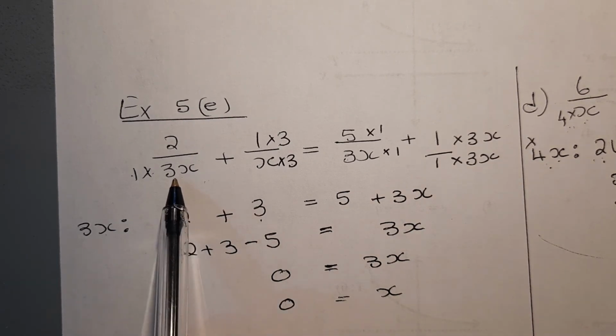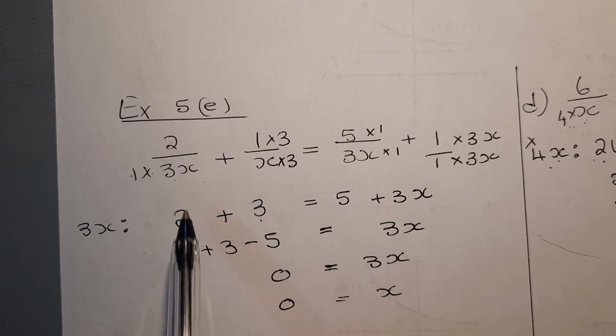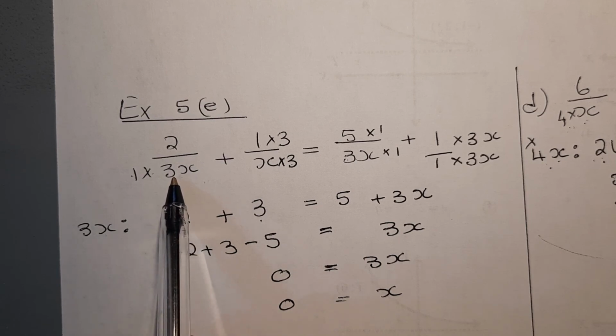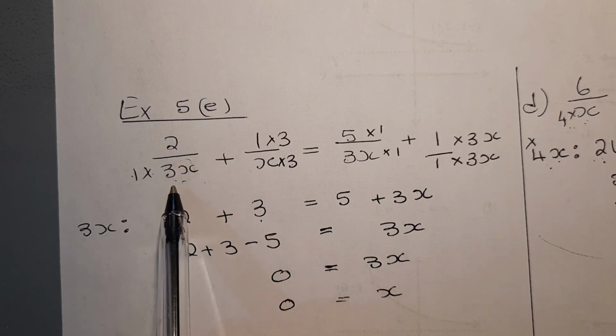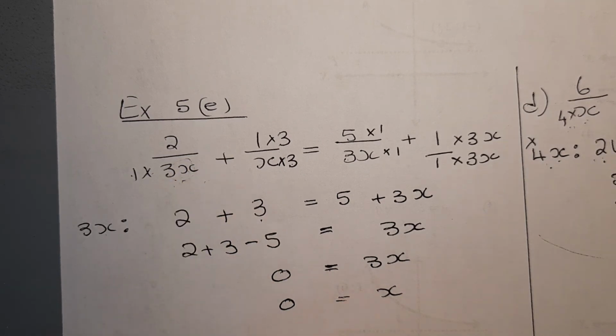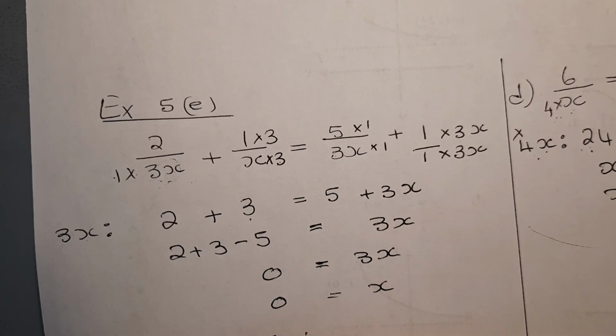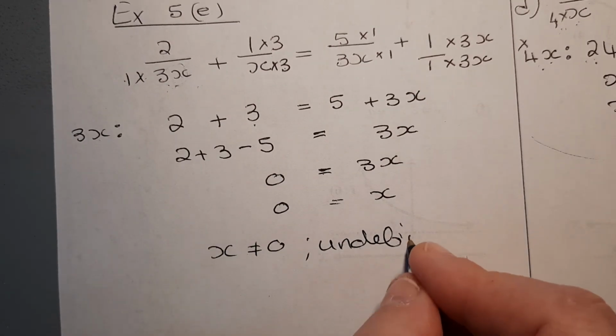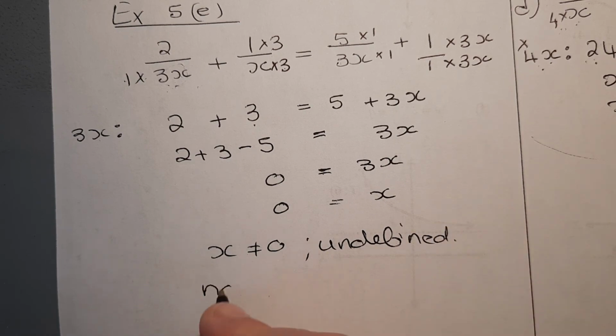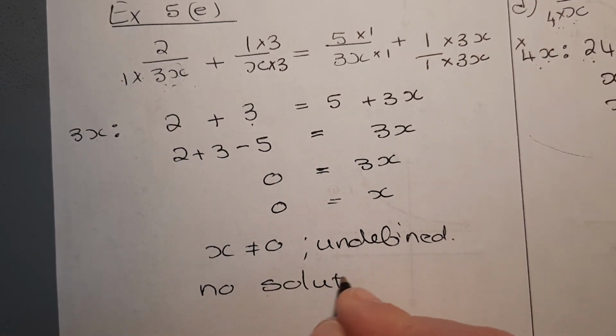And if I go back to my original question and I substitute x with 0, so 3 times 0 is 0. And the denominator can't be 0. So this can't be true. It can't be equal to 0, because then it is undefined. So in this case, again, there is no solution.